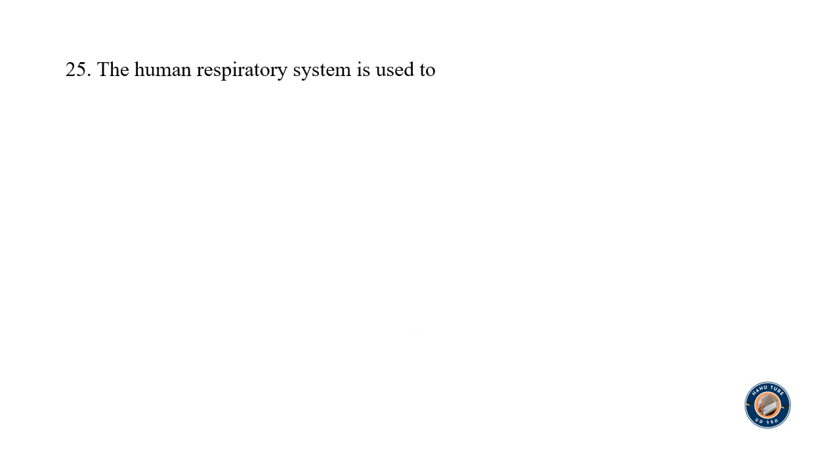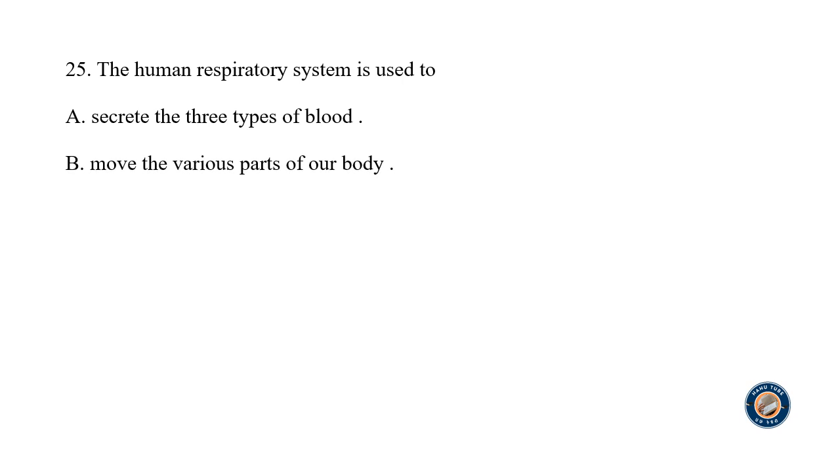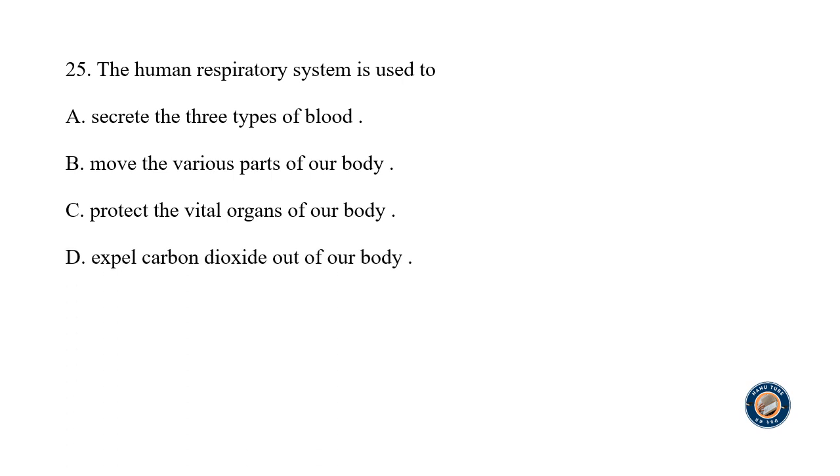Question number 25. The human respiratory system is used to A. Secrete the three types of blood. B. Move the various parts of our body. C. Protect the vital organs of our body. D. Expel carbon dioxide out of our body.